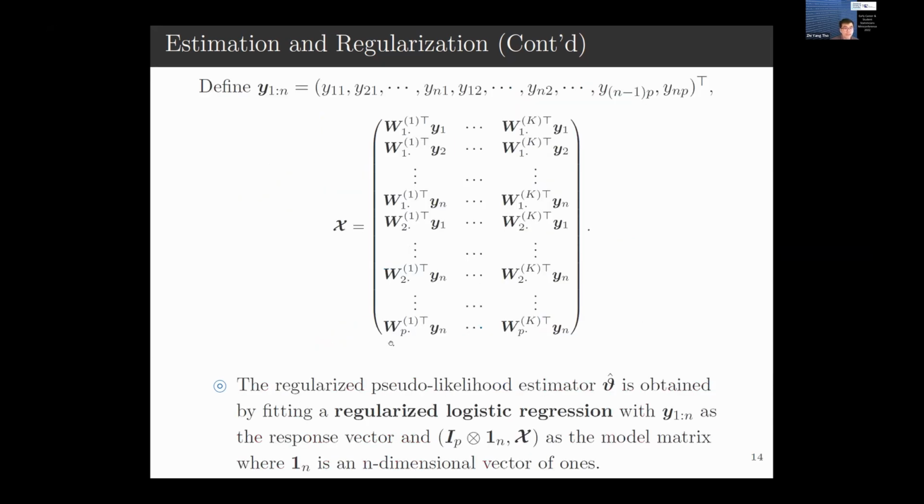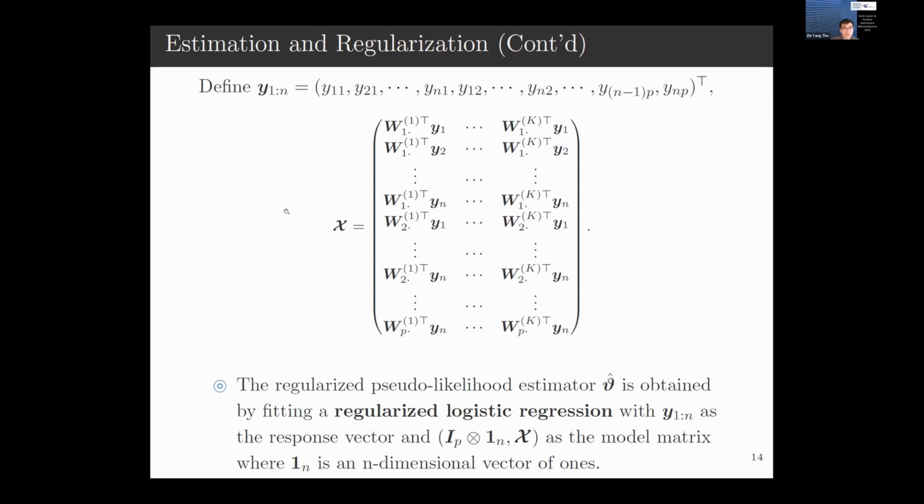Because, as I've mentioned, the pseudo likelihood function has a similar form to logistic regression, to obtain our estimator we just need to fit a regularized logistic regression to this. Here we have this y vector, which is a stacked response vector that consists of the responses from all senators and all bills.